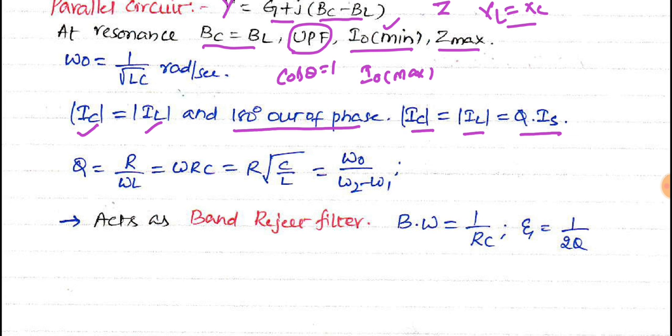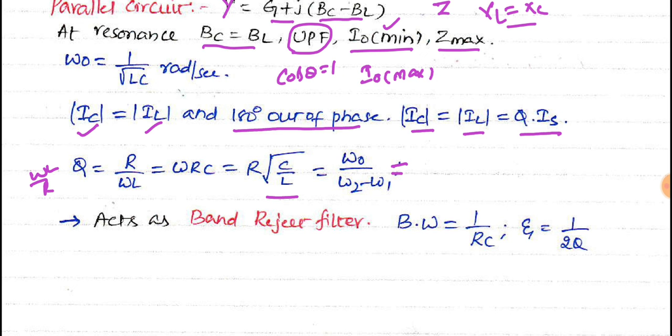Now Q is equal to R by omega L. In a series RL circuit, we talk about omega L by R. Here it is reverse. There 1 by omega RC, here omega RC. There 1 by R square root of L by C, and here it is R into square root of C by L. Okay, and this is the basic formula, resonance frequency by bandwidth.